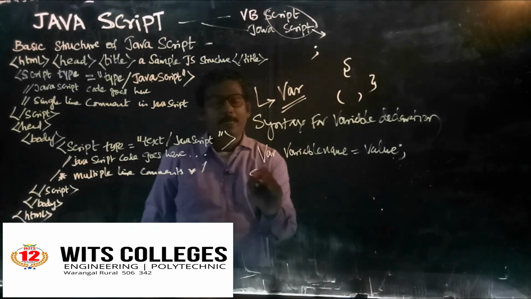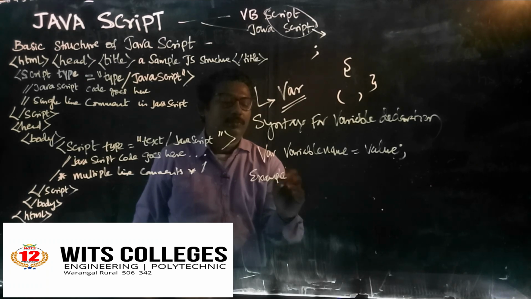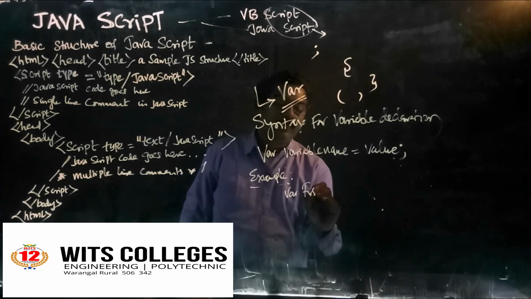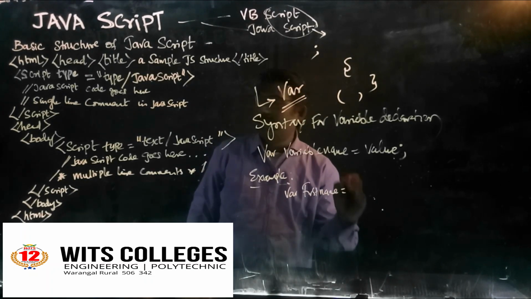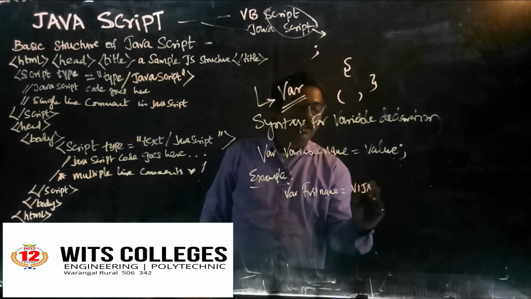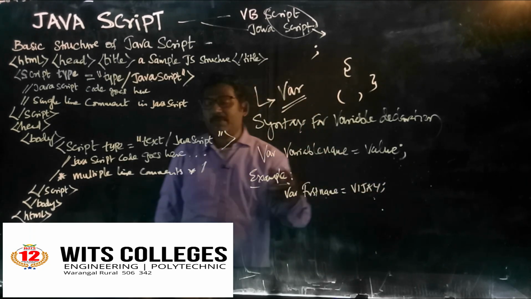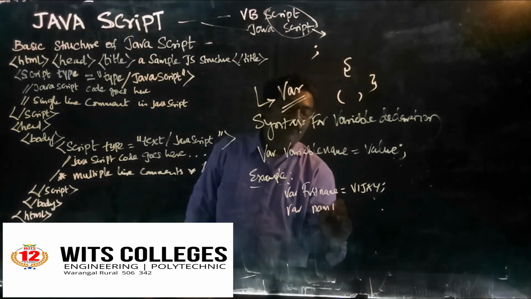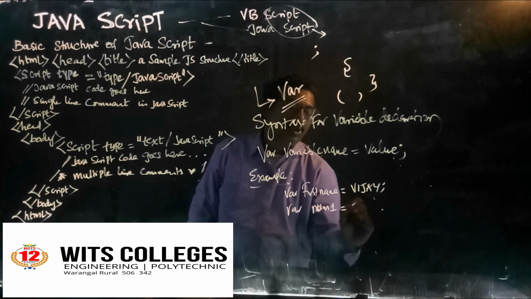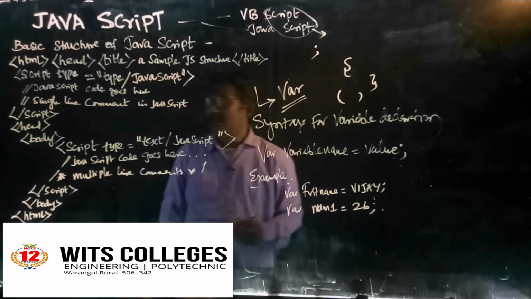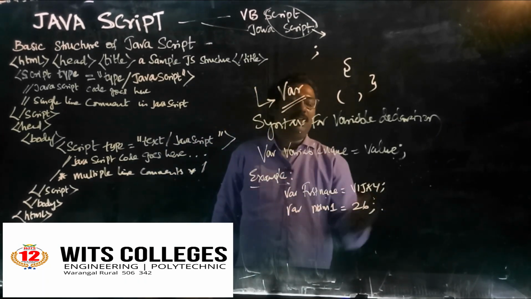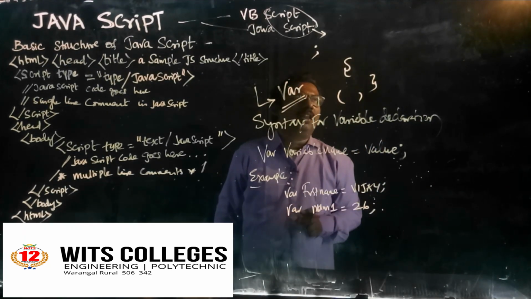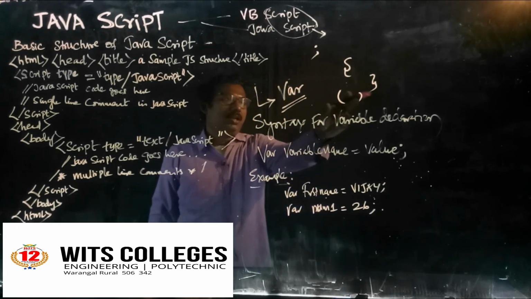For example, var firstName equal to Vijay. So Vijay can be stored in the first name variable. Then var number1 equal to 26. Here every line ends with a semicolon as per the syntax, a block ends with curly braces, and a function is used with parentheses.